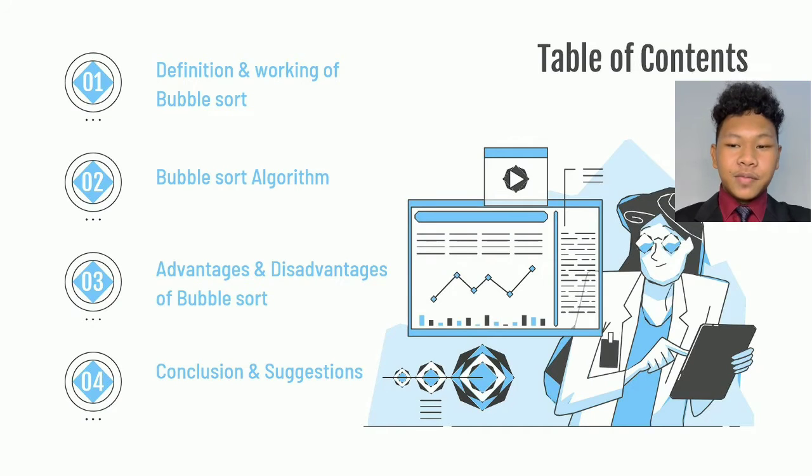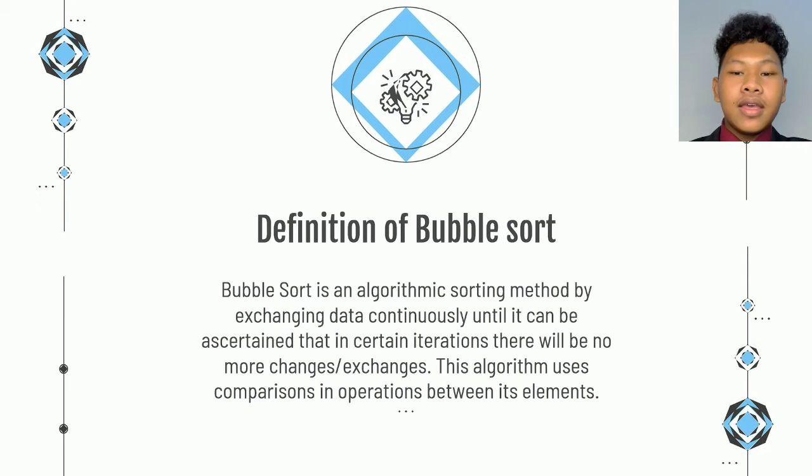Table of contents. Point 1: definition and working of bubble sort. Point 2: bubble sort algorithm. Point 3: advantages and disadvantages of bubble sort. Point 4: conclusion and suggestion.